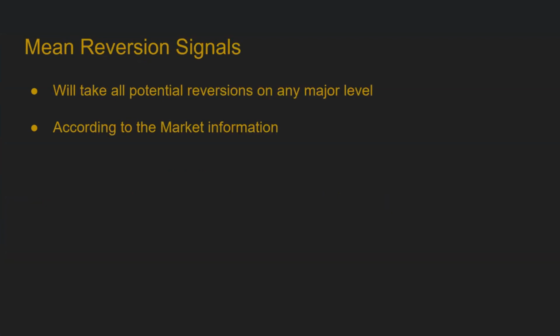And next up, the mean reversion signal. This is a very simple signal to understand. It's going to take all potential reversions on any major level according to the market information, again using the DDF and its own special setup. Any major level means gamma levels, hedge walls, VAHs, VALs, OTMs, ATMs, VWAPs, POCs, and any major level.